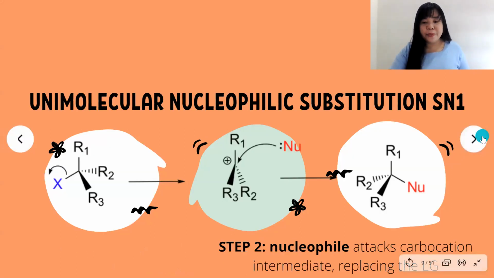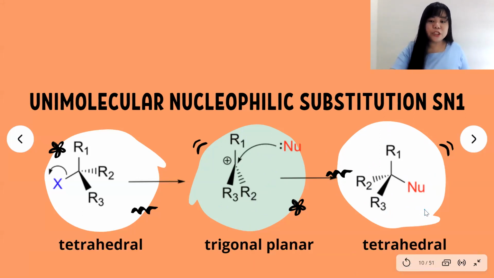In the second step, the nucleophile attacks the carbocation intermediate, replacing the leaving group. In this case, we have the carbocation with 3 groups around it being attacked by the nucleophile, resulting in a final structure where the alpha carbon finally has 4 groups around it. In terms of shape, notice that our initial substrate has a tetrahedral shape with 4 groups around the alpha carbon.